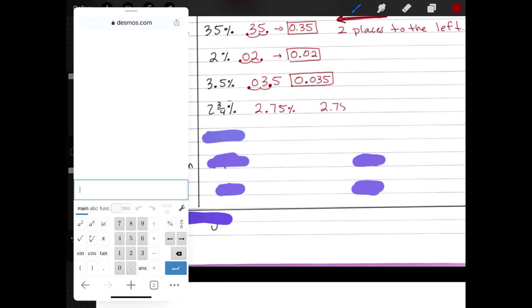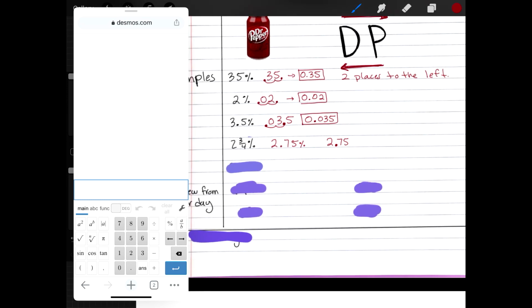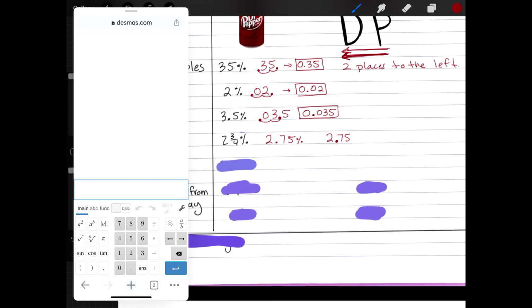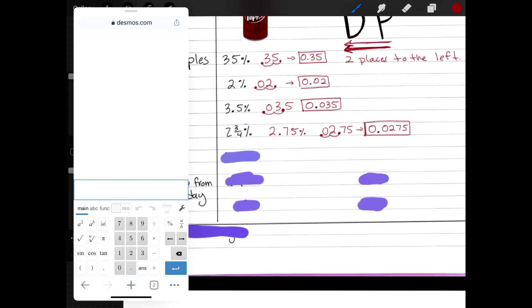So 2.75. I'm going to move my decimal place 2 places to the left because, remember, I want to go from percent to decimal. Okay, so I'm going to go to the left 2 times. 1, 2. And then that's my new place for my decimal. So my decimal is going to be 0.0275. That is the decimal for 2 3/4%.